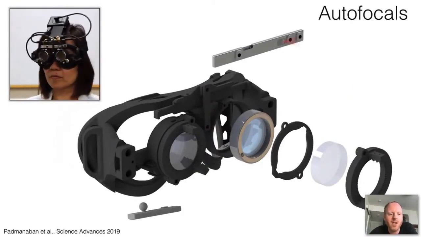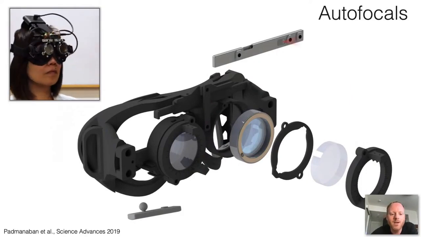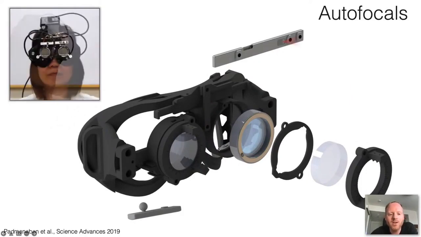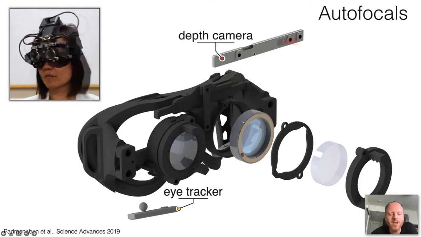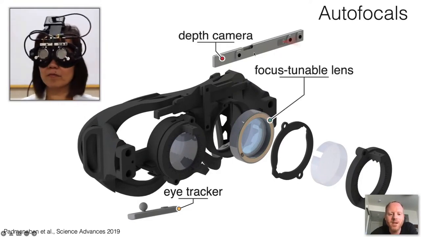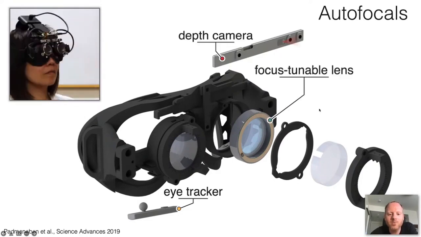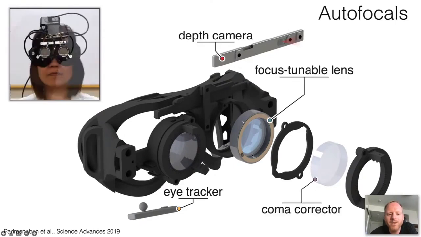Here's an early prototype. It looks more like a pair of ski goggles. We used large liquid lenses. We used a stereoscopic eye tracker from Pupil Labs. In this specific prototype, we had a depth camera on there from Intel also. So large focus tunable lenses are kind of affected by gravity because they're liquid, so we need to have some correction mechanism for that.